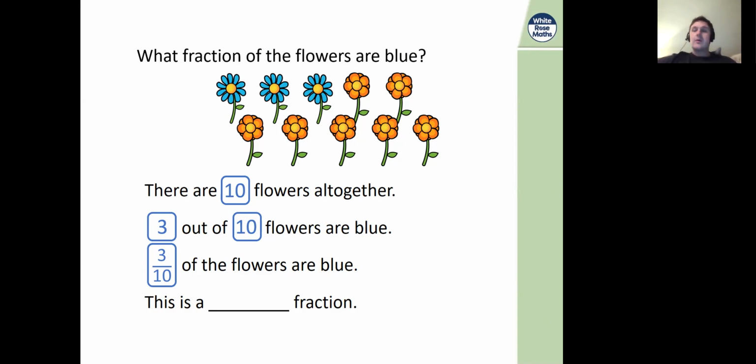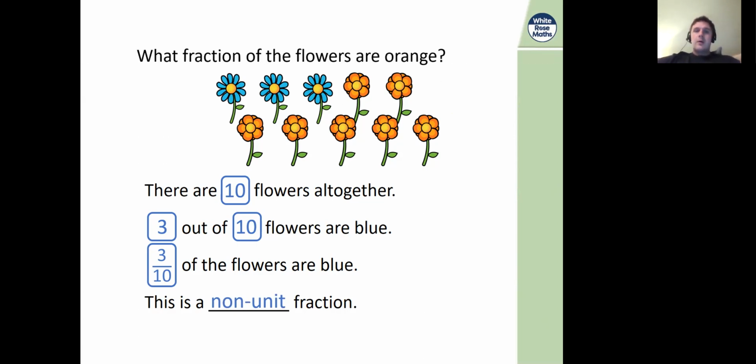Perfect. I heard you shouting out. Non-unit fraction, because remember that if the numerator is greater than 1, it's a non-unit fraction. Okay? So we had 3 out of the 10 flowers are blue. 3/10 of the flowers are blue.